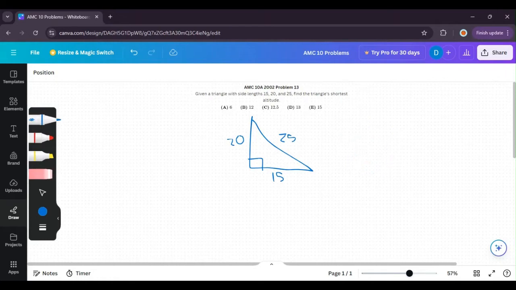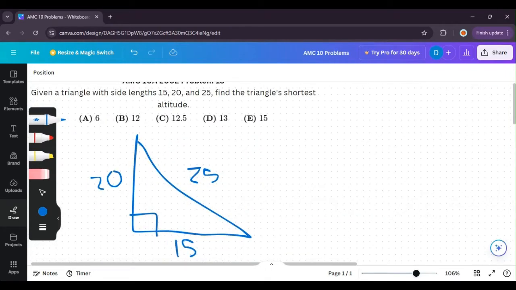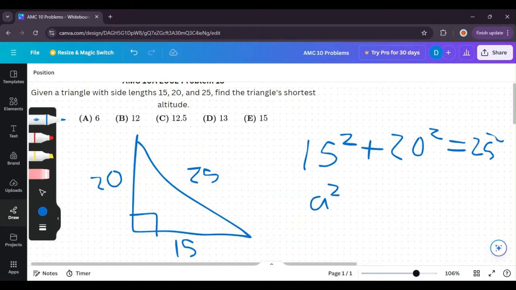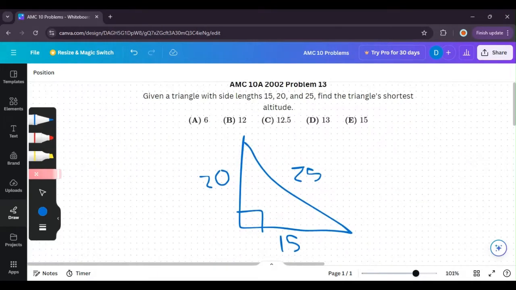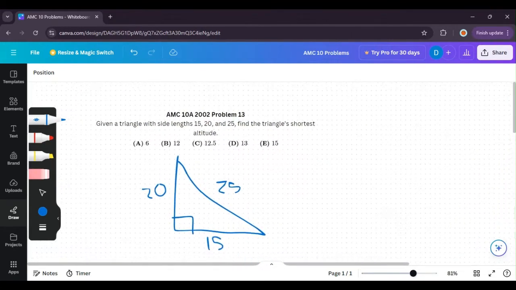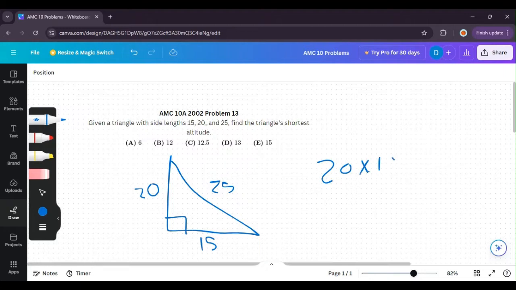And another way to find out if it's actually a right triangle is by using Pythagorean. So 15 squared plus 20 squared is equal to 25 squared, or a squared plus b squared is equal to c squared, c being the hypotenuse. Okay, so since we know it's a right triangle, it makes our lives much simpler. So first we want to find the area. So 20 times 15 divided by 2 is equal to 150.